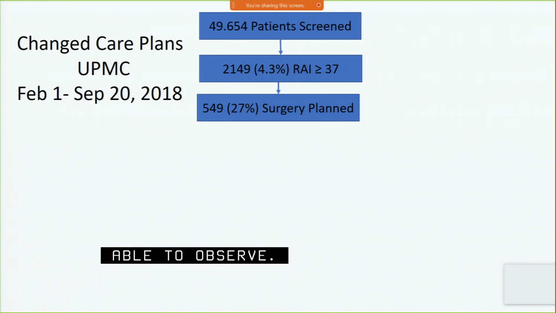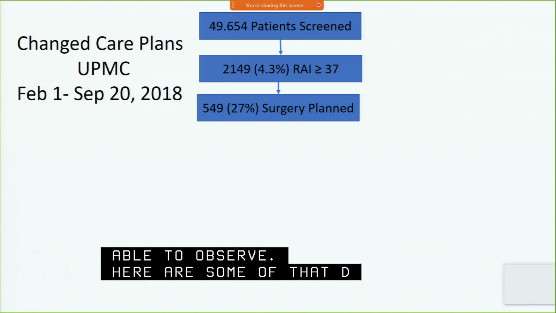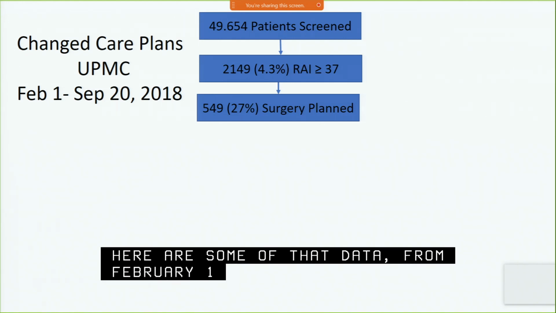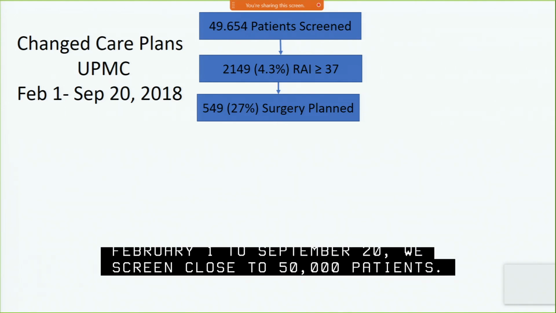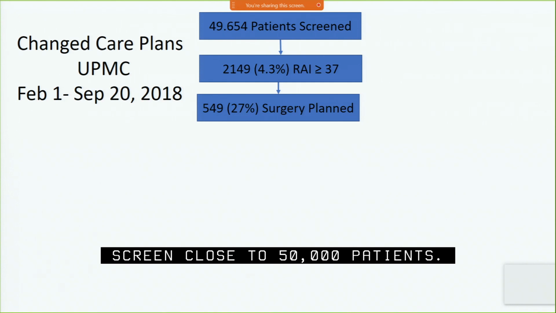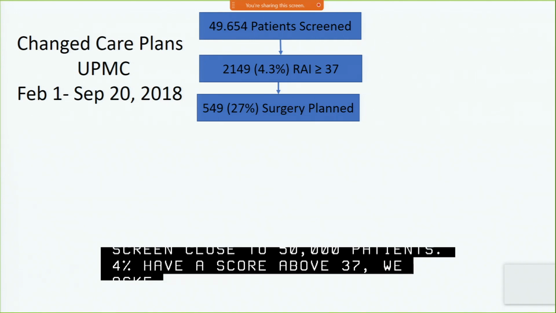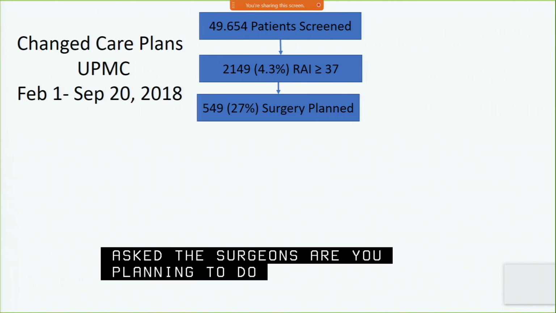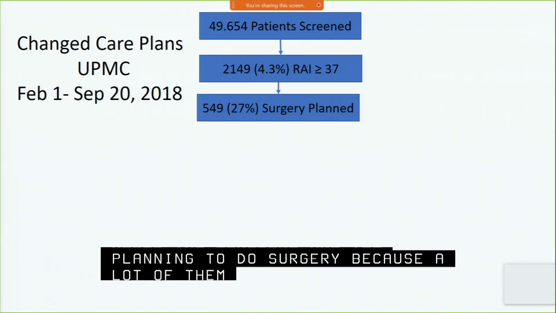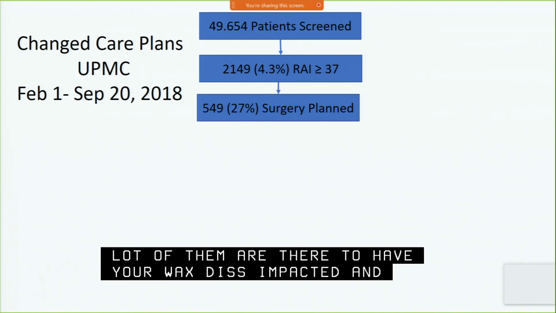From February 1st to September 20th, 2018, we screened close to 50,000 patients, of whom about 4% had a score above 37. And then we asked the surgeons, are you planning to do surgery on these? Because a lot of them are there to have earwax disimpacted, and they're not going to go for major surgery from that ENT option. But about a quarter of them were planning to go forward. And this is what we asked them to do.